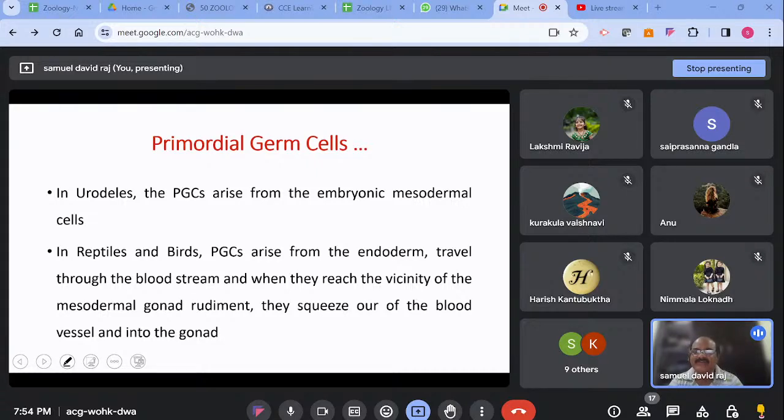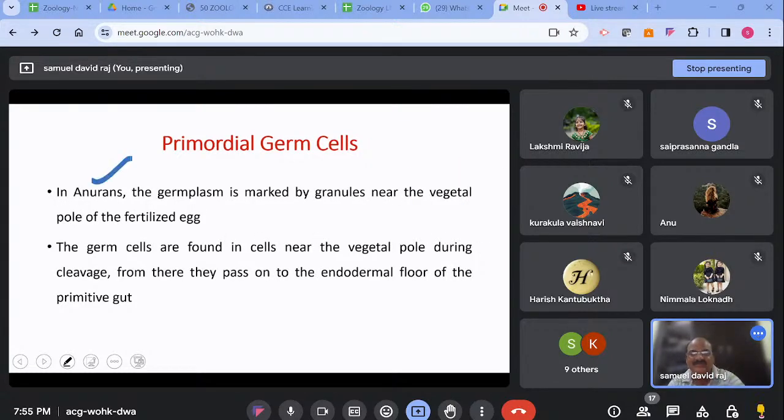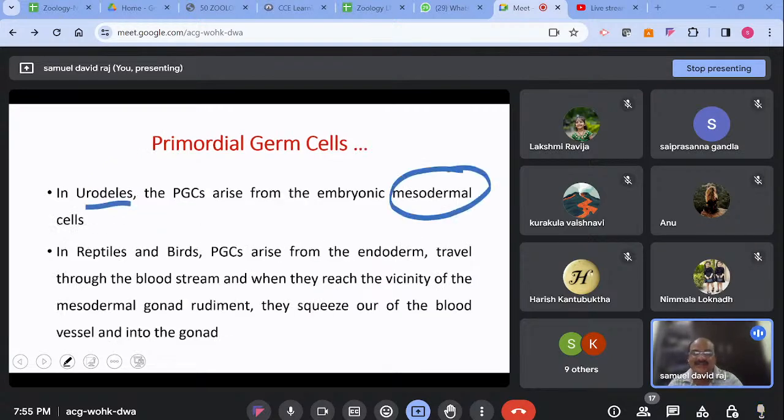Whereas, in the case of urodeles, these primordial germ cells do not arise from the endoderm; rather, they arise from the mesodermal cells. So the difference is that in anurans, the primordial germ cells are of endodermal origin. In urodeles like salamanders, they are of mesodermal origin.